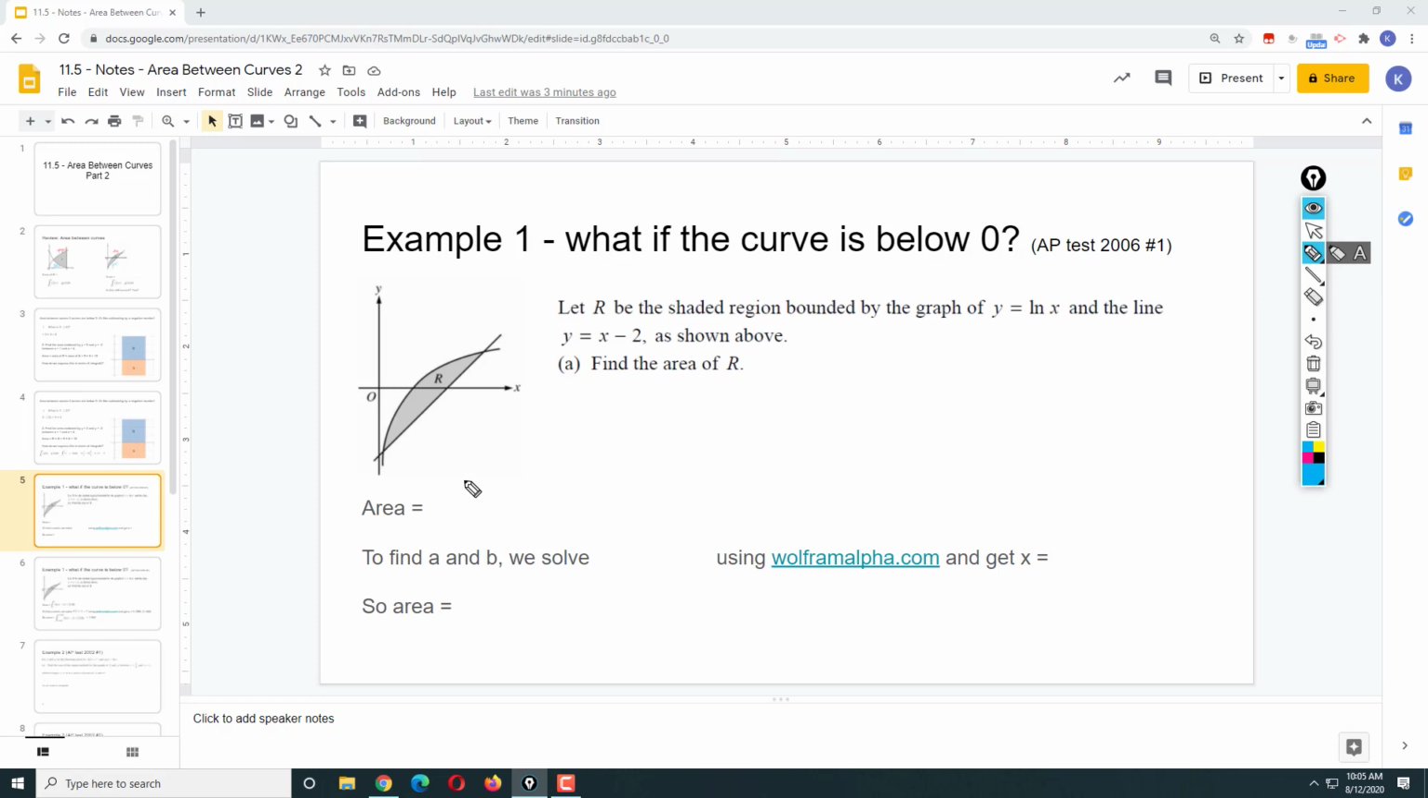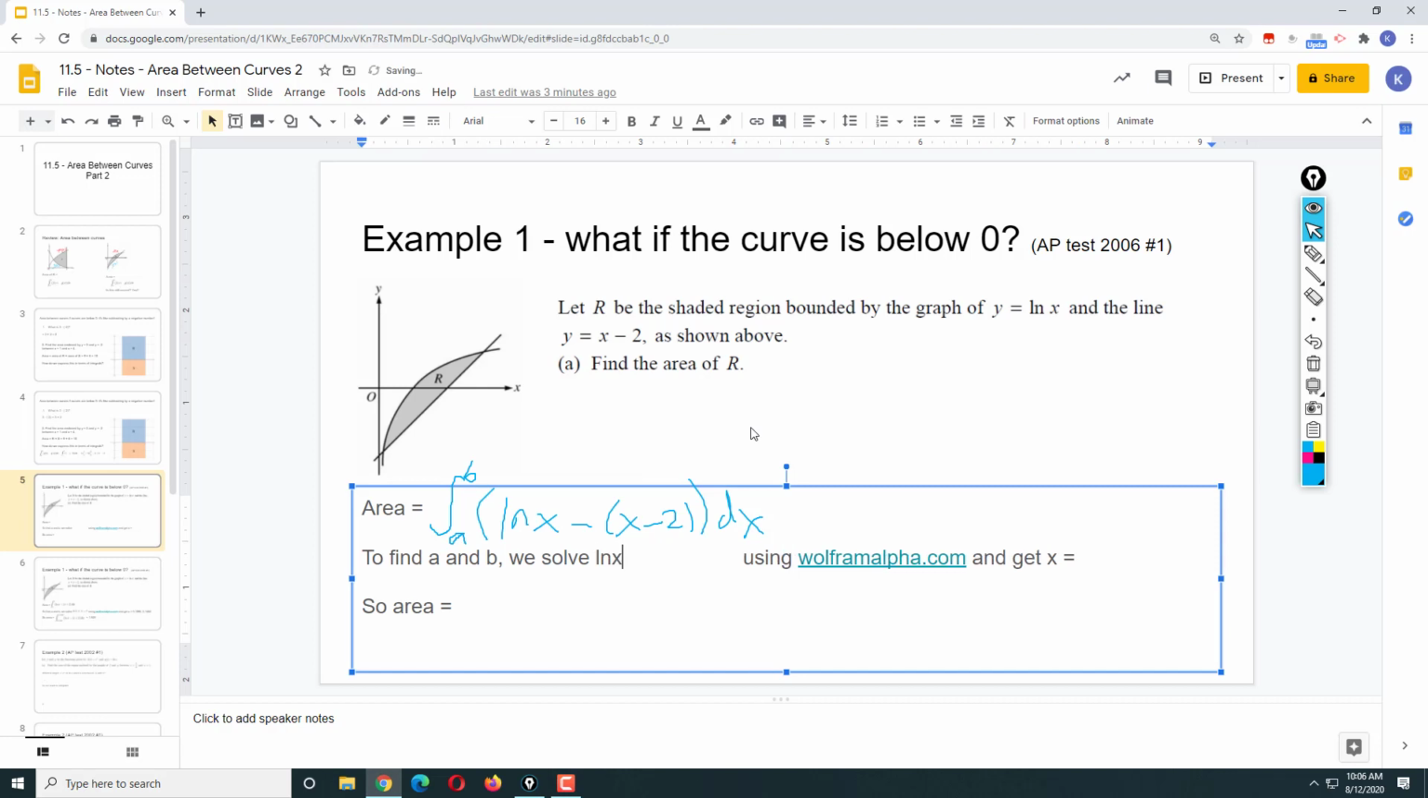Let's calculate our integral. So we're integrating from a to b of ln x minus x minus 2 dx. That's the area. We want to figure out where a and b are. What are the limits of integration? Well, when that happens, we know that ln x must be equal to x minus 2. Those are our points of intersection.